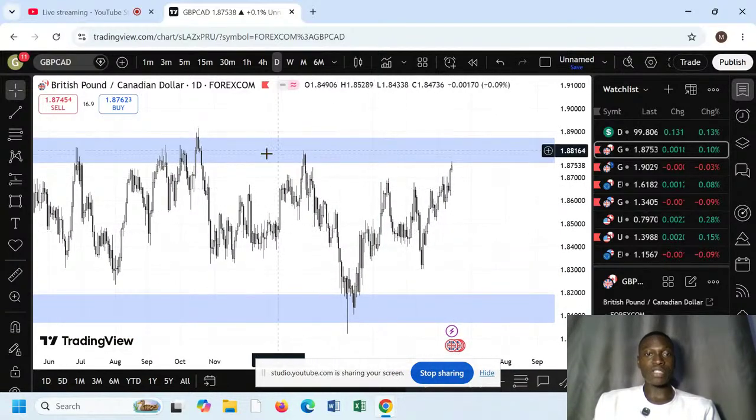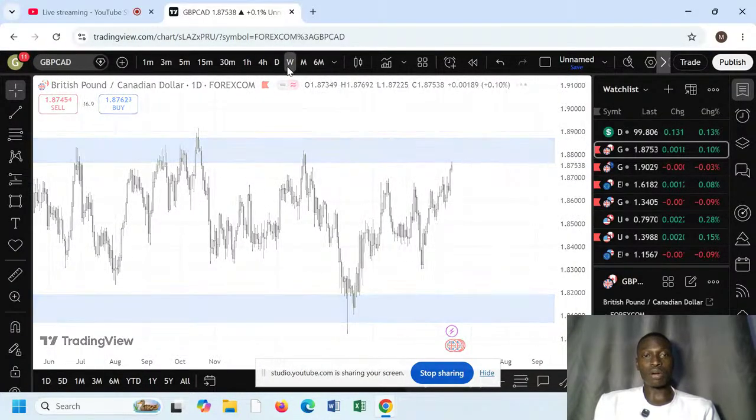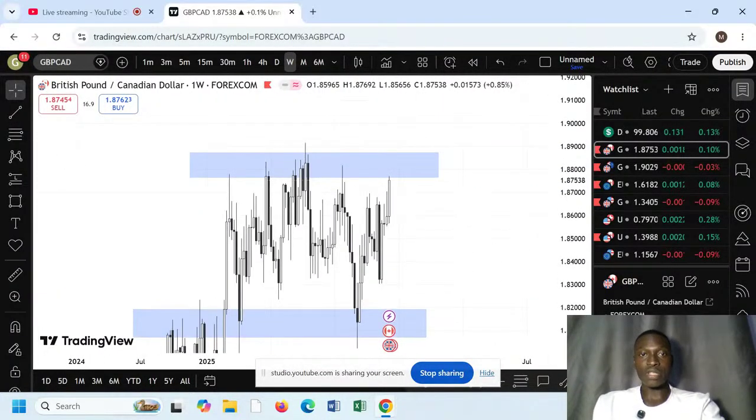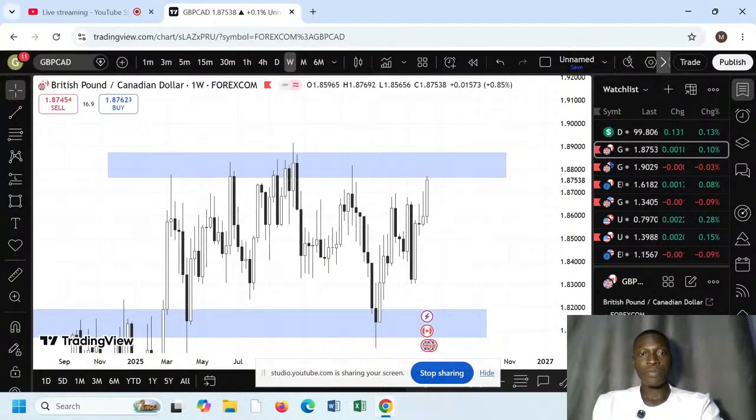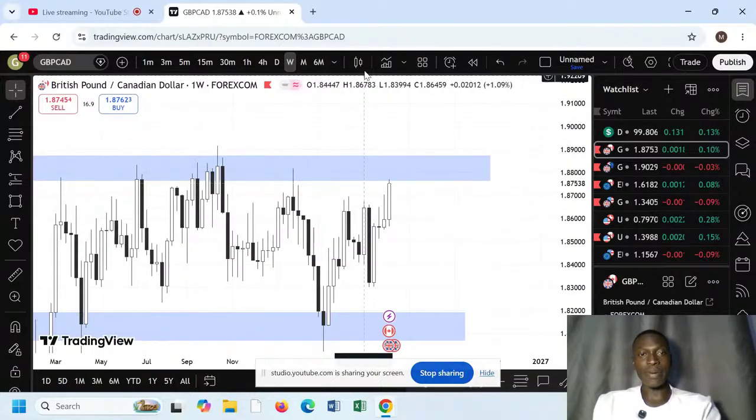So this is a resistance, and you can clearly see that the resistance is there. Let me go on the weekly time frame so that I can mark this resistance properly. Oh my goodness. Alright, so now this resistance, we see that it is a strong one.